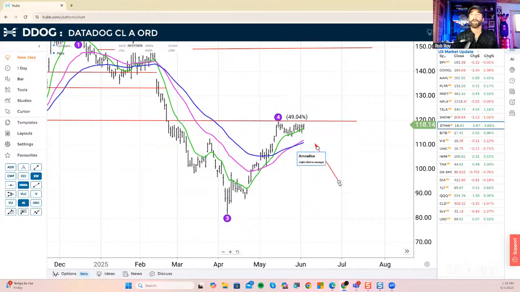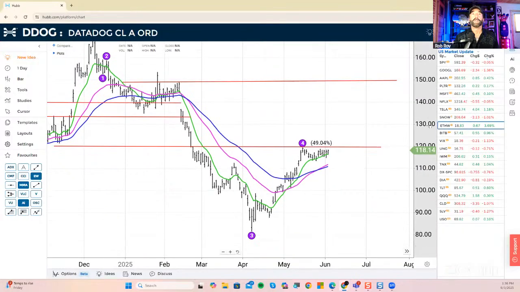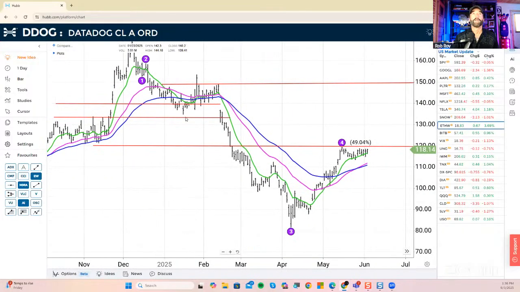Once again, that would likely need to be the market falling apart, but a break above 120, I think Datadog is a great trade, but it's got to do it first. Don't jump the gun. Be patient. Wait, watch these, keep these on your watch list and wait for the appropriate entries. Because when we force things, that's when we make mistakes.